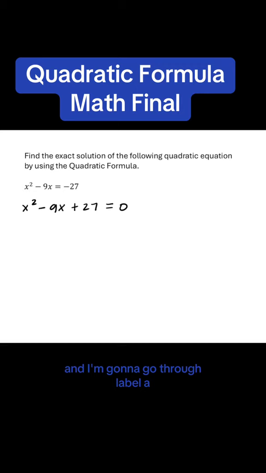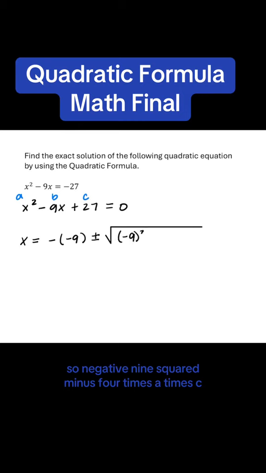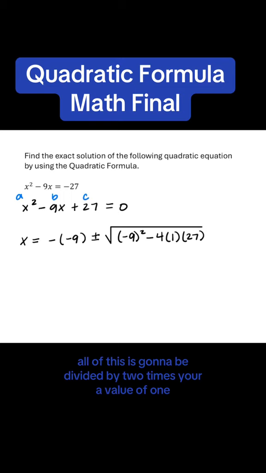And then I'm going to go through and label A, B, and then C, and now I'm ready for the quadratic formula. So it's x is equal to negative, and then your B, and my B is negative 9, plus or minus the square root of B squared, so negative 9 squared, minus 4 times A times C. Your A value is 1, your C value is 27. All of this is going to be divided by 2 times your A value of 1.